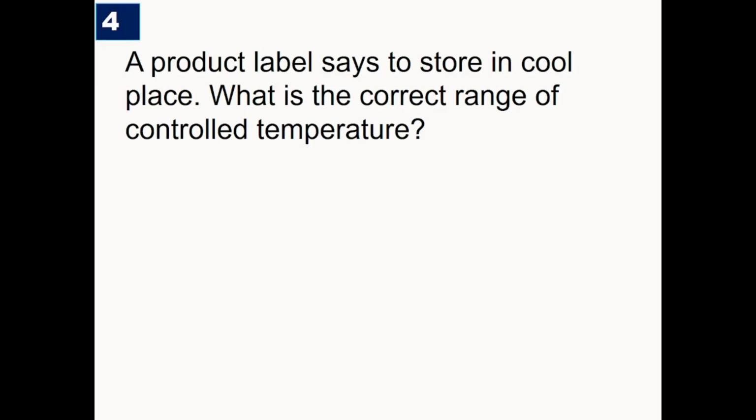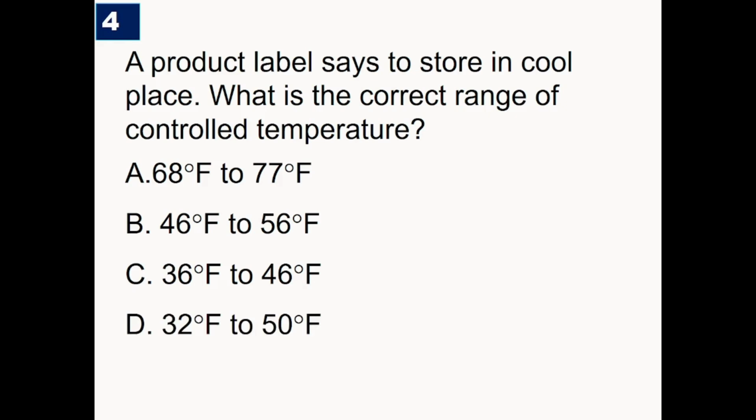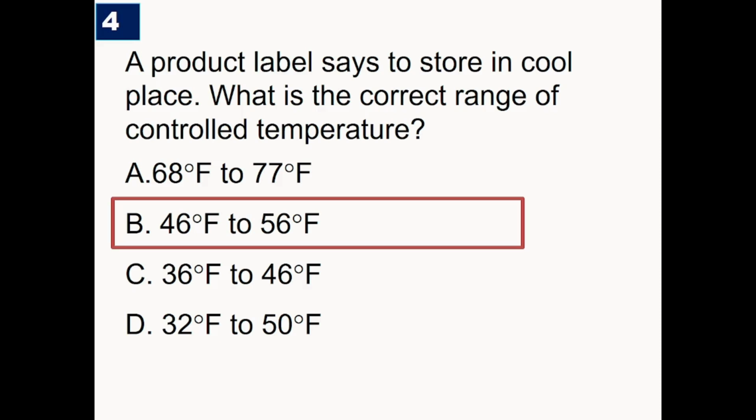A product label says to store in a cool place. What is the correct range of controlled temperature? 68 to 77 Fahrenheit, 46 to 56 Fahrenheit, 36 to 46, and 32 to 50 Fahrenheit. The cool place is 46 to 56 Fahrenheit. That's the correct answer.